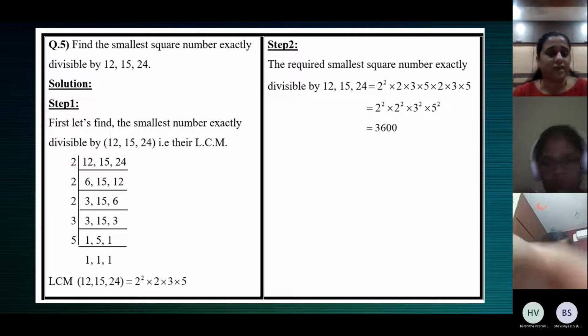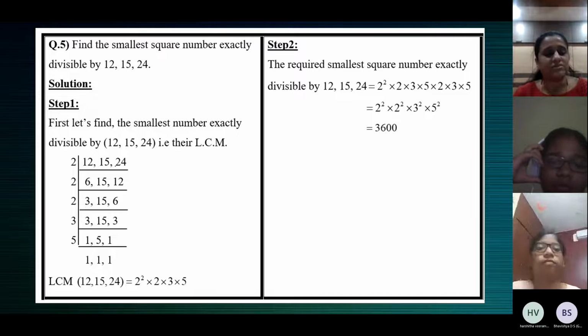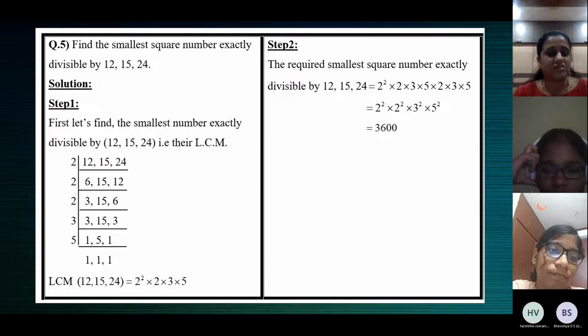Now, when you take 2 here, all the numbers need not be divisible by 2. Now 15 is not divisible by 2. So 2 6s are 12. Write 15 as it is because it's not divisible by 2. Then 2 12s are 24. Then 2 again, 2 3s are 6, 15 is not divisible by 2. So you write it as it is and 2 6s are 12.